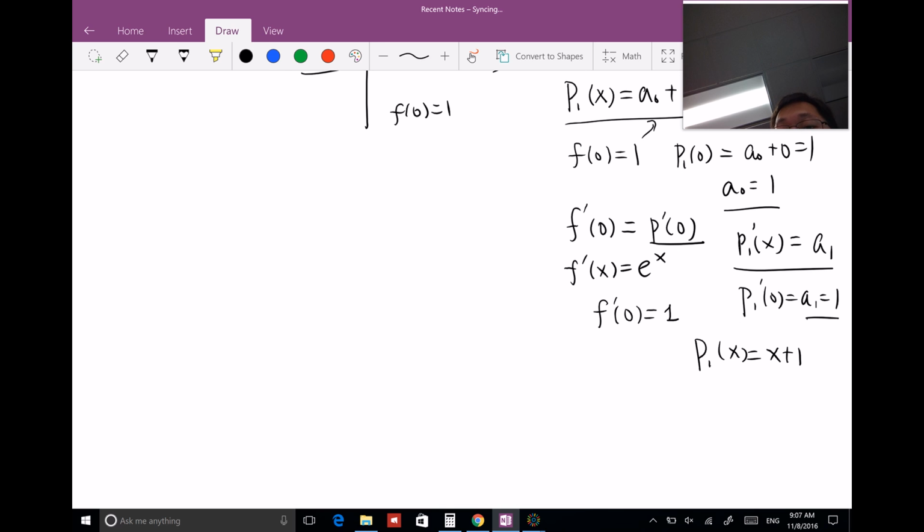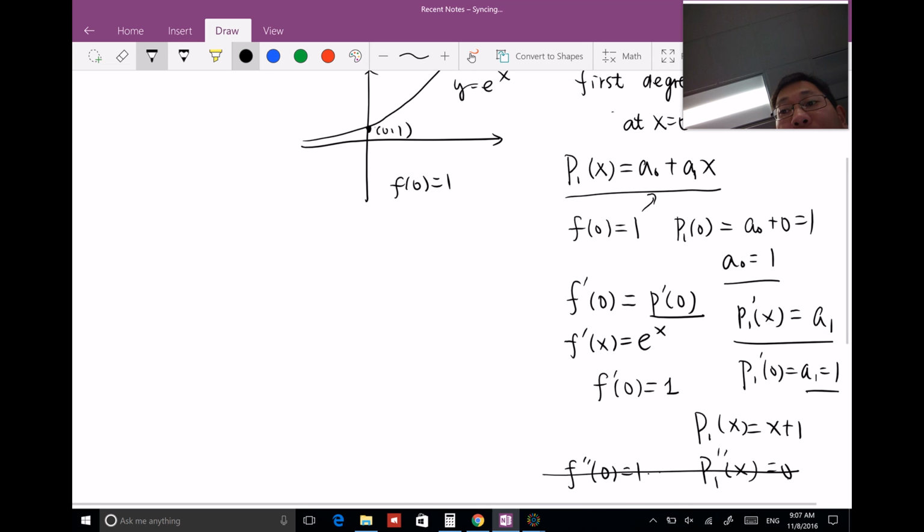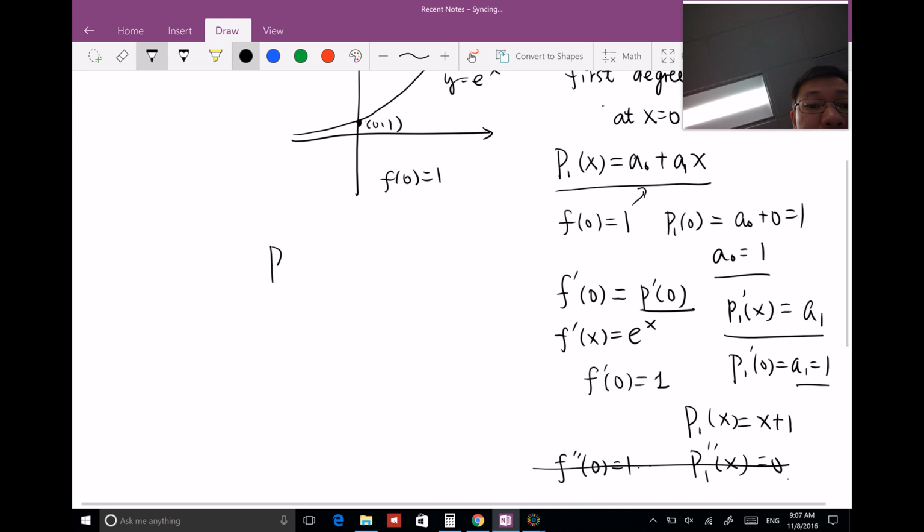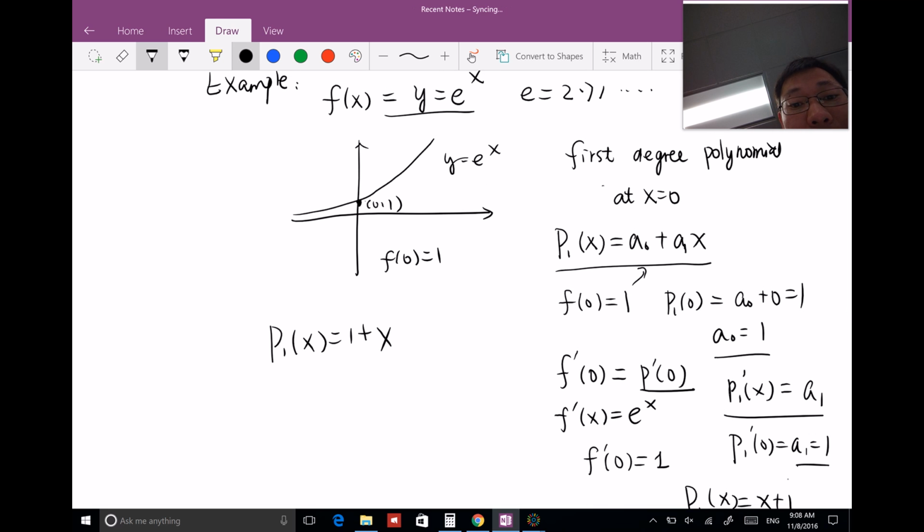Okay, well, if you say, what if I continue? Well, f second derivative is 1, but for the linear function, the second derivative equals 0, so it doesn't work anymore. Okay, so this will not work anymore. Then I got the first linear approximation is P1(x) equals 1 plus x. Okay, if I draw the picture here, this is y equals 1 plus x, or P1(x), the first degree approximation.